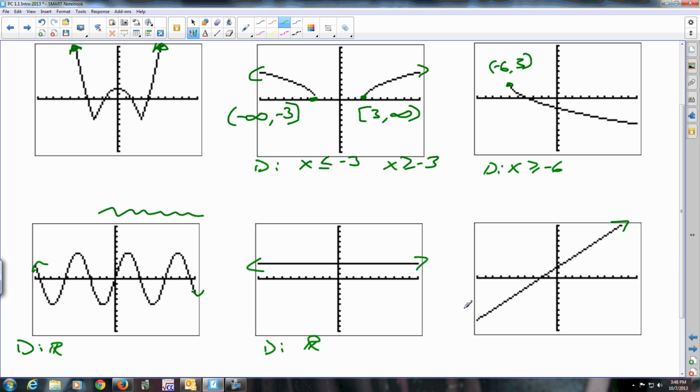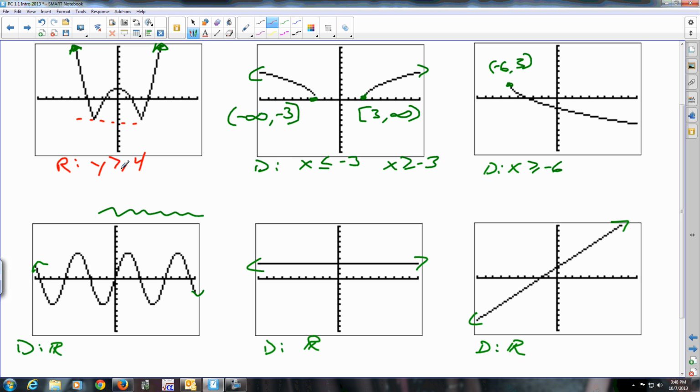Here's another line. Can it go as far left as it wants? Yep. Can it go as far right as you want? Yep. Any holes or gaps? Nope. So the domain is all reals. So talk about range now. Can you go as high as you want? Yeah. As low as you want? No. It looks like the lowest you can go is 1, 2, 3, 4. What do you think? So for range, y would be greater than or equal to 4.